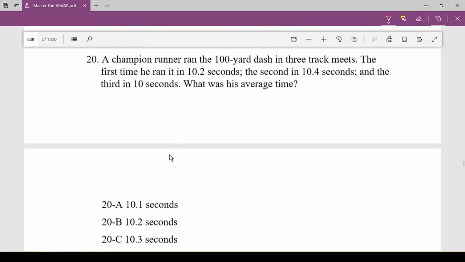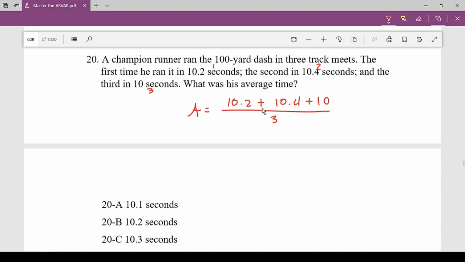All right, number 20. A champion runner ran the 100-yard dash in 3 track meets. The first time he ran it in 10.2 seconds, the second time in 10.4 seconds, and the third in 10 seconds. What is the average of his time? To find the average, you add all the numbers together and divide by how many there are. There are 1, 2, 3 numbers in this case. So we're going to do 10.2 plus 10.4 plus 10 and divide that by 3. That's going to give us our average.